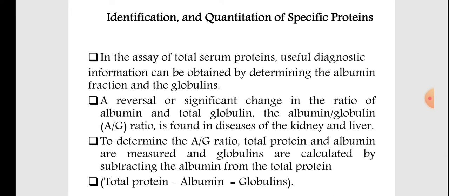بالنسبة للidentification or quantitation of specific protein، هنا احنا بنستفيد من الميثود في اننا احنا نتعرف على بعض الامراض المتعلقة ببعض اعضاء الجسم.